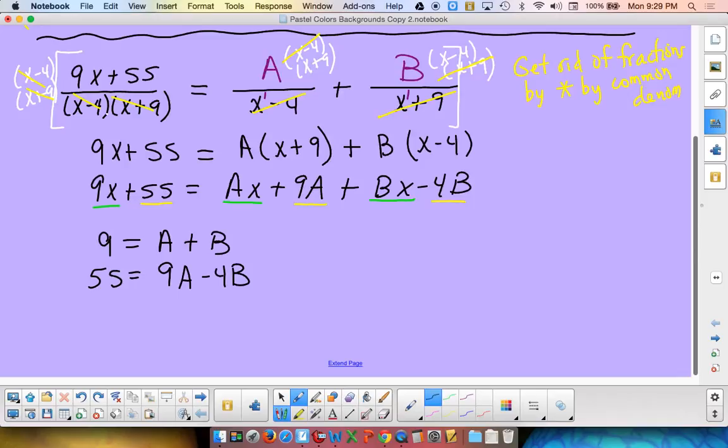Now, before we proceed, let me be sure I note that out here at the side. So we're going to say we're going to create a system of equations using terms with like powers.